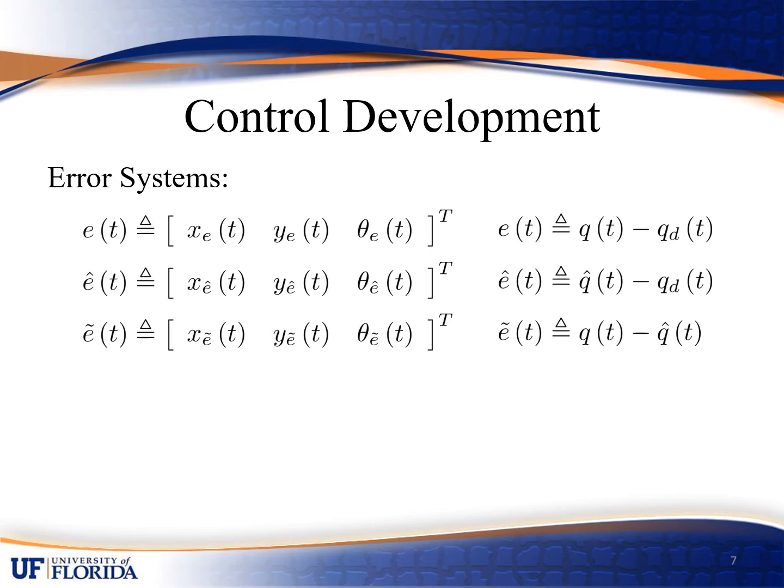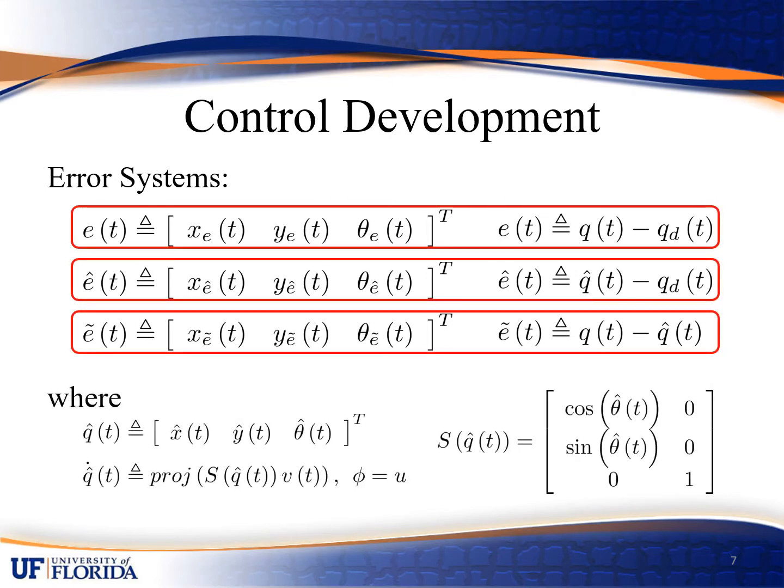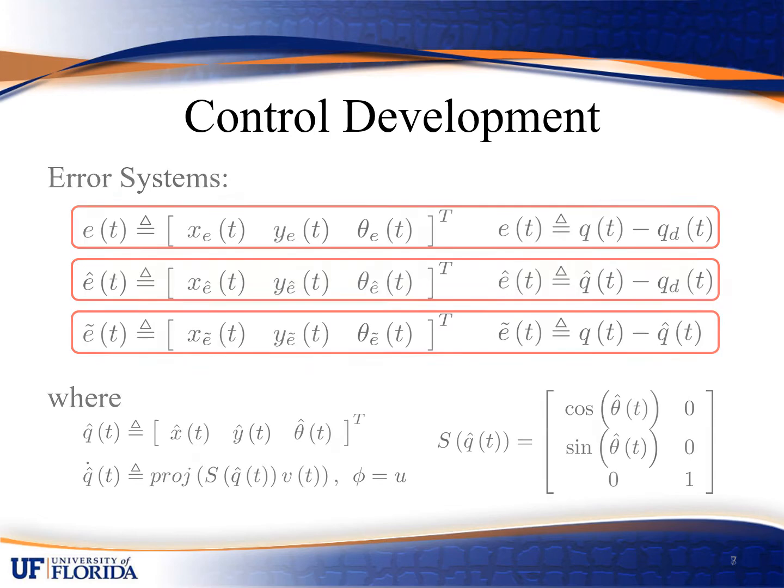There are three error systems defined in this paper. The trajectory tracking error e denotes the difference between the true state and the desired state. The estimated trajectory tracking error e hat denotes the difference between the estimated state and the desired state. And the state estimation error e tilde denotes the difference between the true state and the estimated state. Note that e is equal to e hat plus e tilde, where q hat denotes the estimated states, and the agent will use the estimated states when feedback is unavailable.